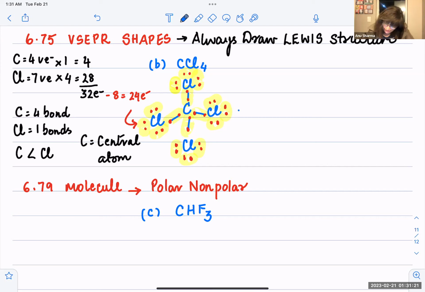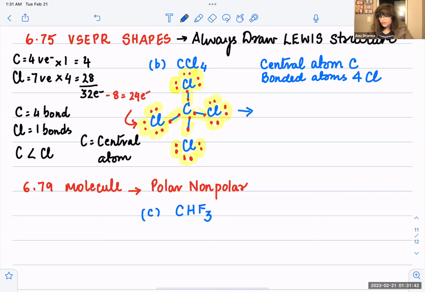But we have to look at the shape now. Once we talk about the shape, you see the central atom, carbon. Around the carbon, how many bonded atoms are there? The bonded atoms are chlorines, and there are 4 chlorines. And is there any non-bonded electron group? In other words, lone pairs. There are 0 lone pairs.